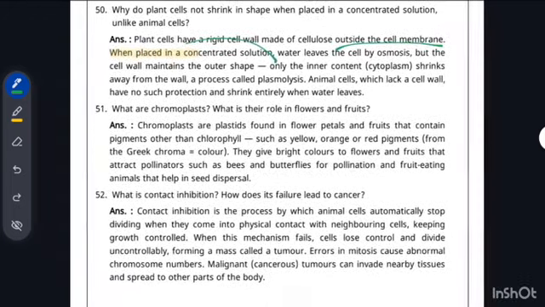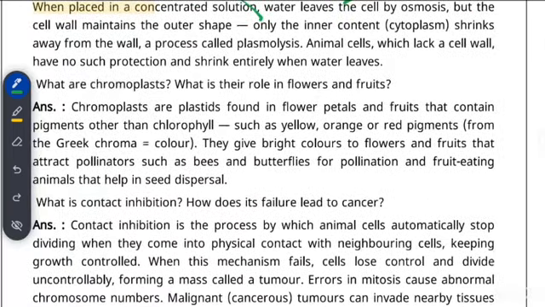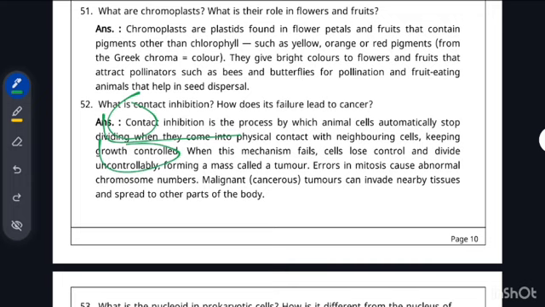What is contact inhibition? How does its failure lead to cancer, a kind of tumor? So I have already discussed. Contact inhibition is a process by which animal cells automatically stop dividing when they come into physical contact with neighboring cells, keeping growth controlled. When contact happens, they automatically stop dividing. When this mechanism fails, the cells lose control and divide uncontrollably, forming tumors, and errors in mitosis can cause abnormal chromosome numbers. Cancerous tumors can spread.